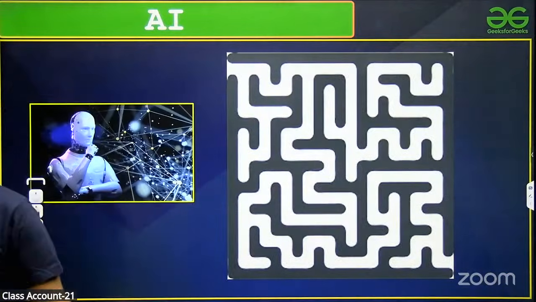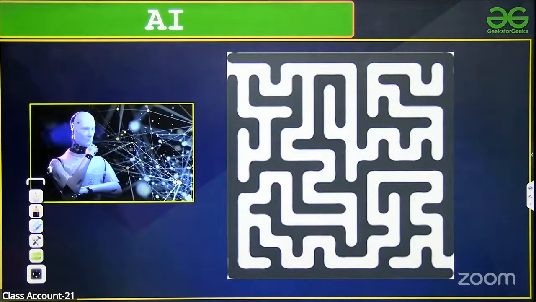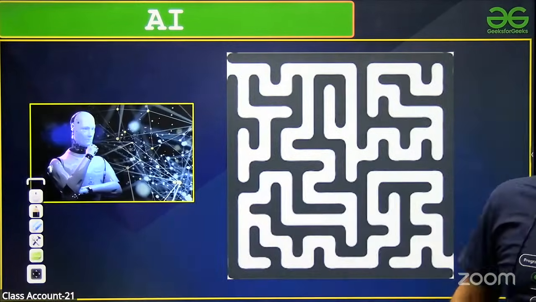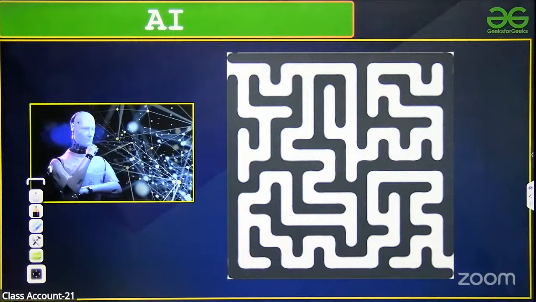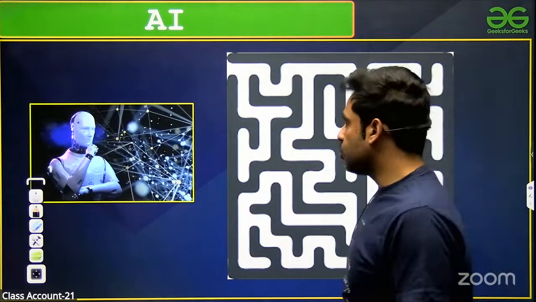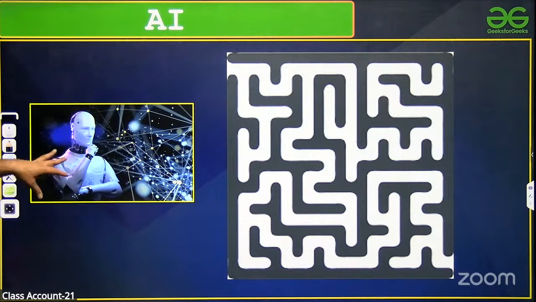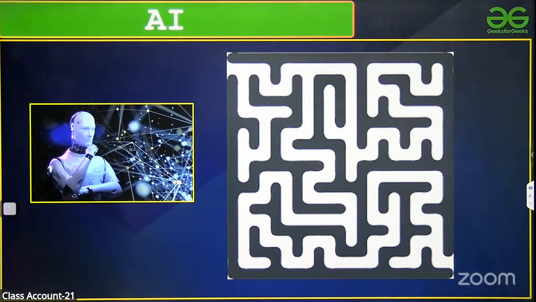For example, you want to solve this maze, right? Now, if you want to solve this maze, what would be the possible steps? What are the possible steps if you want to solve this maze?